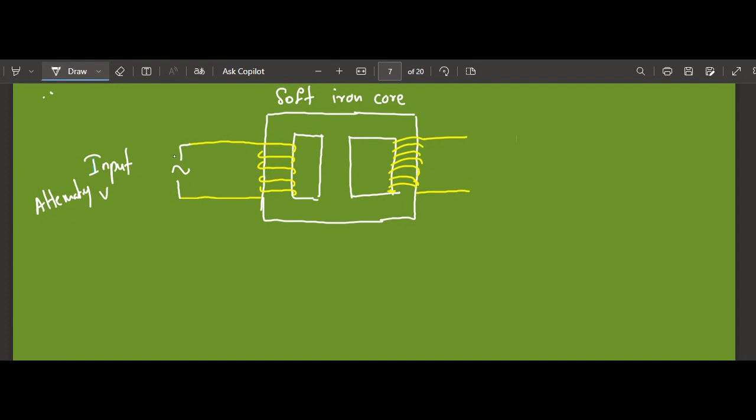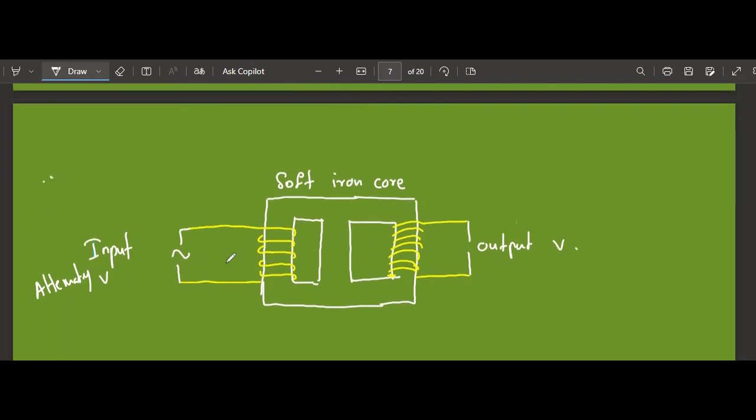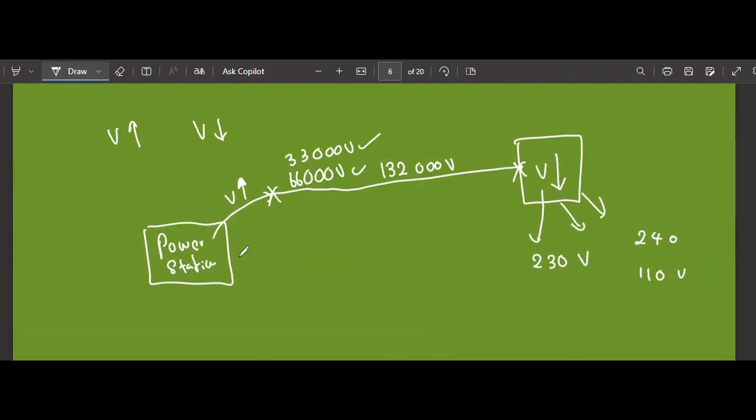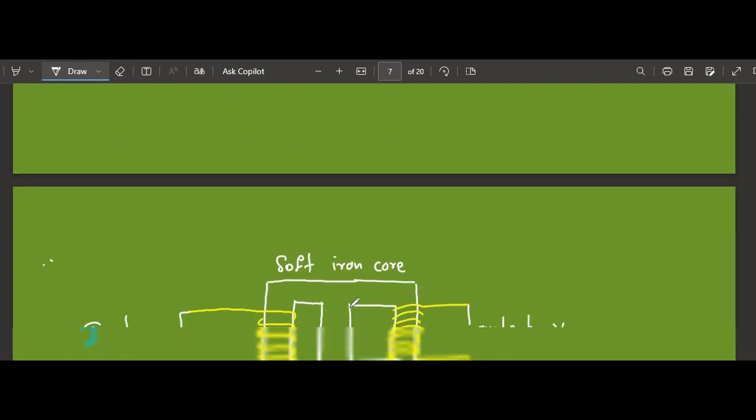Then the output is taken out from the other coil. Let's say the voltage has to be increased. Whatever power is generated from the power plant is connected to the input. After the voltage has been increased by this transformer, the output is the one taking that increased voltage out. This is what happens.